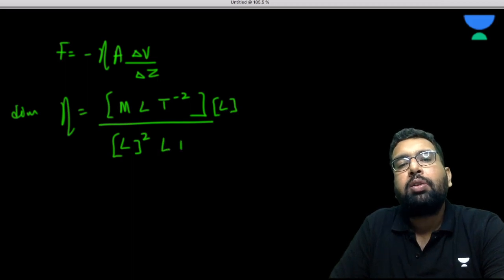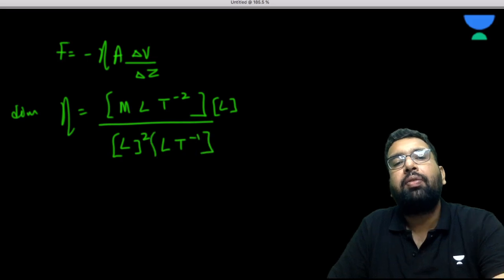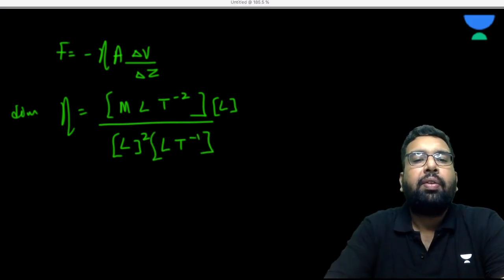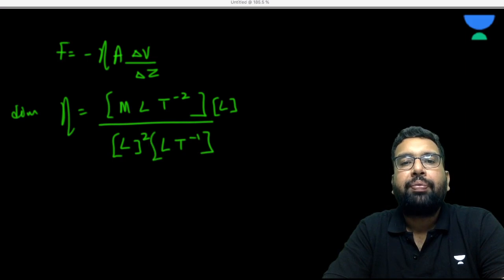And what is the dimension of this velocity? It is LT minus 1. We know it very well, right? Do we or don't we? Yes, sir. We know it absolutely. No problem at all.